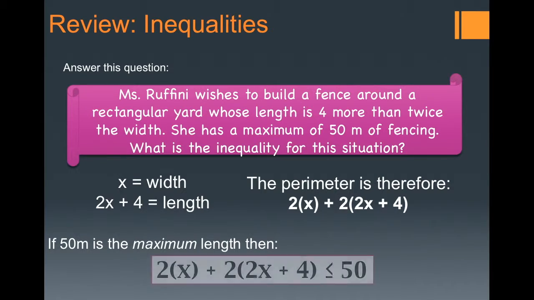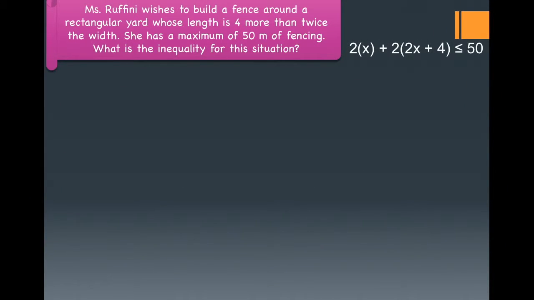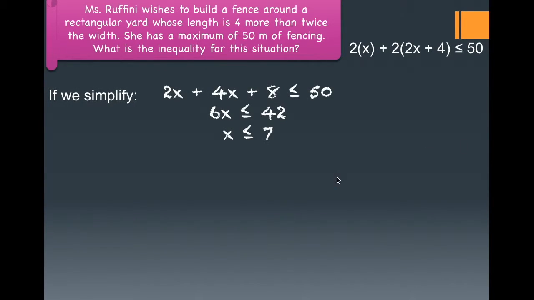So if it's the maximum length, then we have what is called an inequality. Our perimeter, found here on the left, cannot be, or in this case is less than or equal to, because it's a maximum, 50 meters. So this is our inequality. Now that we have the inequality, we can simplify it by adding and multiplying our like terms together. And in this case, we get x is less than or equal to 7.